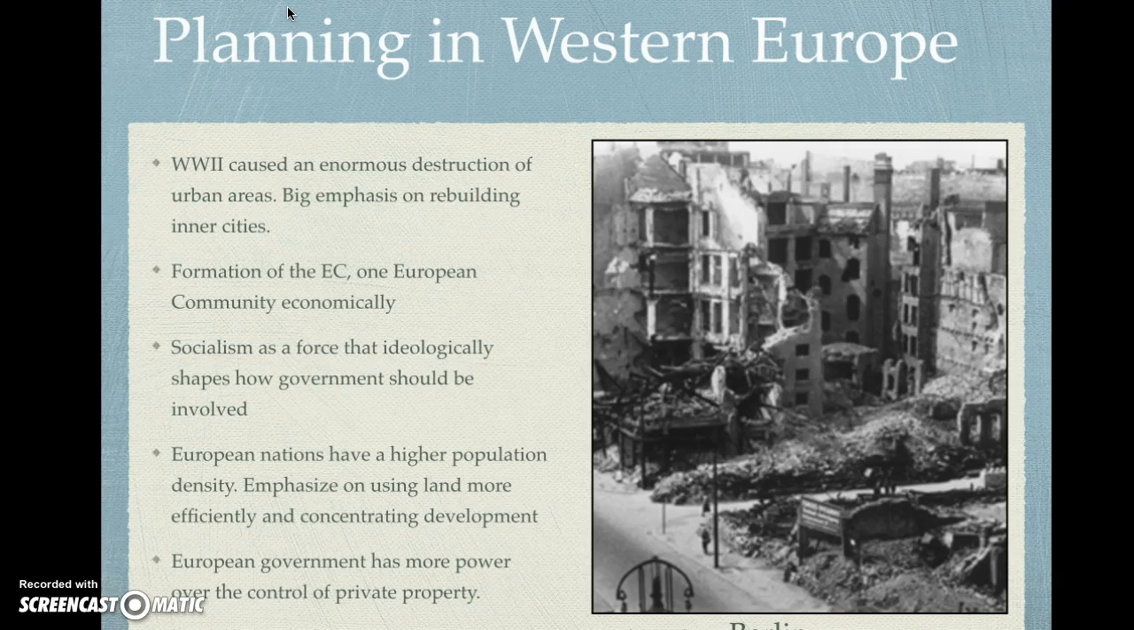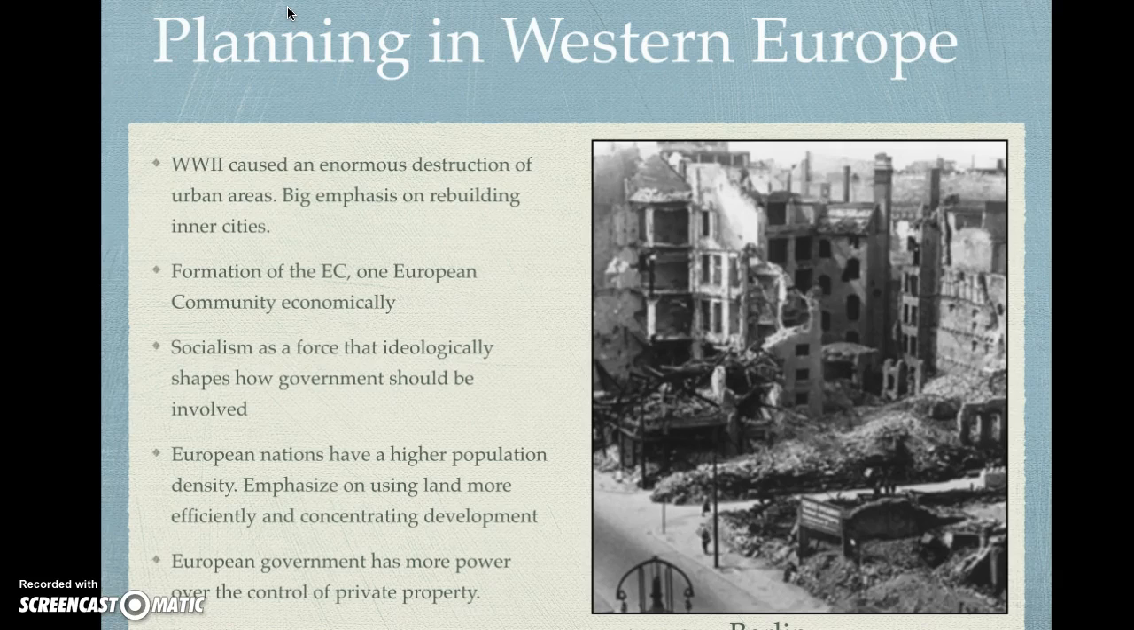Then you had the formation of the EC, this idea of the European Union, one European community economically. You know how they have the euro as a form of currency that's shared between many different nations. Even if you just think of the euro, their currency. So this idea of a united economic Europe, a bigger European Union that's comprised of many different nations, this unification also influences decisions made about urban planning.